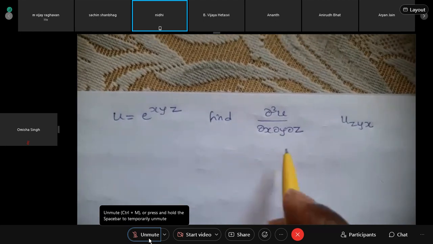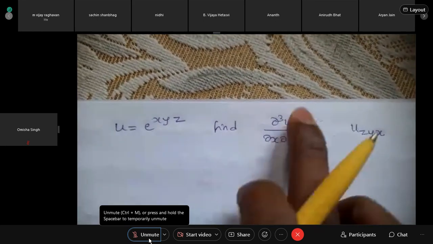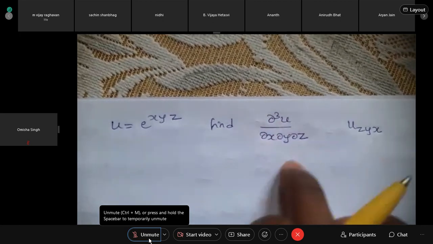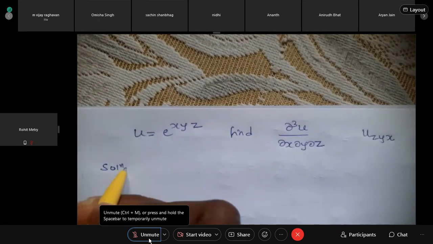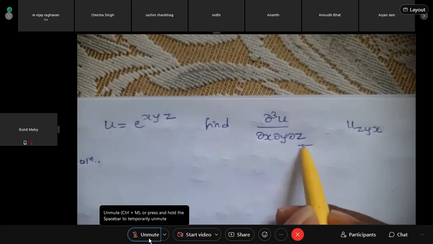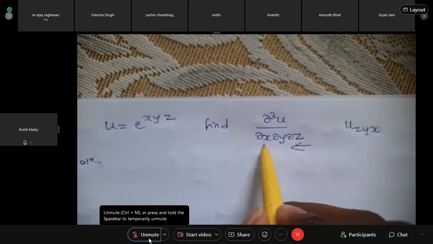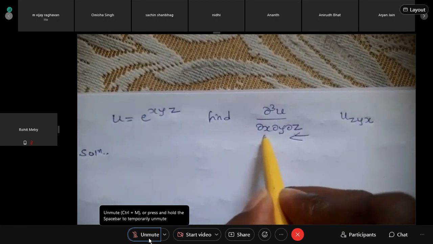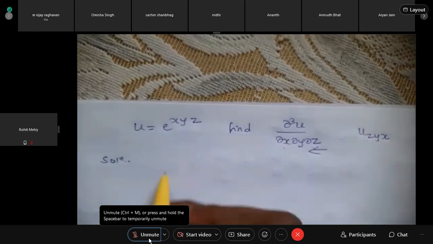First with respect to x, z, then y, then x. What is the order of the derivative? Third order. Correct, it is third order, and we'll first differentiate this with respect to z, then with respect to y, later on with respect to x, right? Yes, sir. Z, y, x.